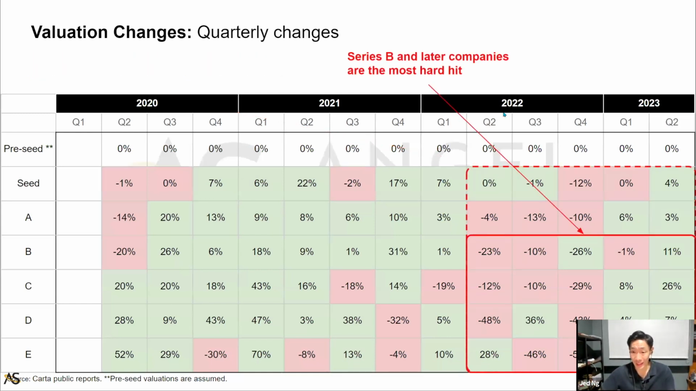And the second takeaway for us is that if you compare the seed and Series A companies, where the declines maxed out at roughly 10% per quarter, we see a lot more drastic changes in Series B, C, D, and E, right? You might see consecutive -10, -20, -40% declines in valuation.